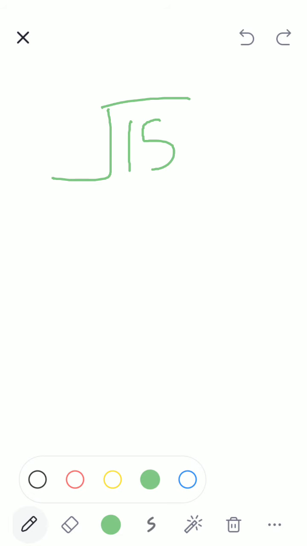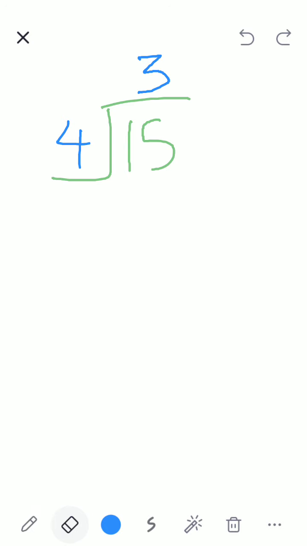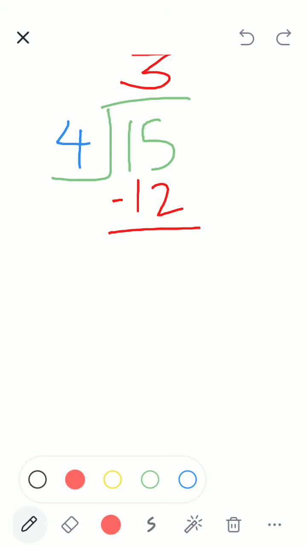I have 15 fruits this time, and I want to distribute them to the same 4 children. So again, 4 threes are 12. Correct? Remainder is 3. That means 3 fruits are remaining.